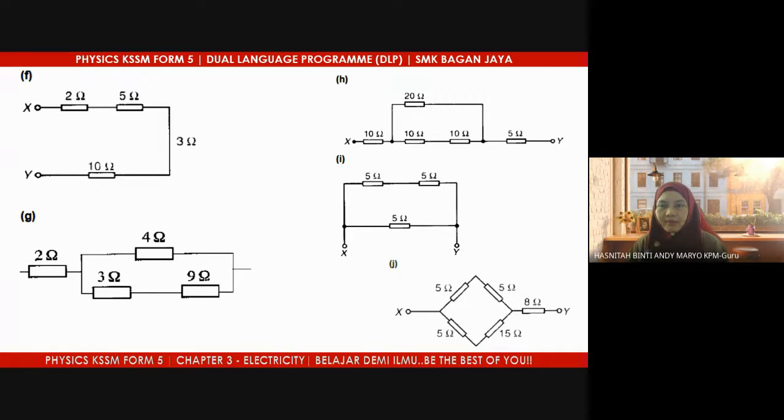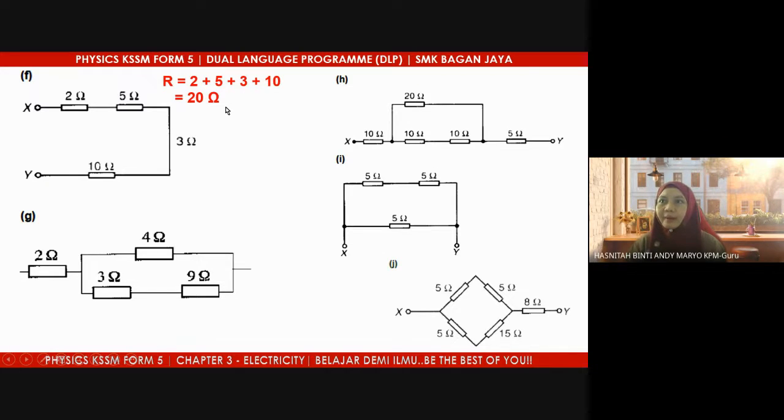F, yeah, F is a series. We have 2 points, X and Y, with 2, 5, 3, and 10 in here, all connected in series connection. So number four, F is quite easy. So it is 20 ohm. 2 plus 5 plus 3 plus 10 give you 20.